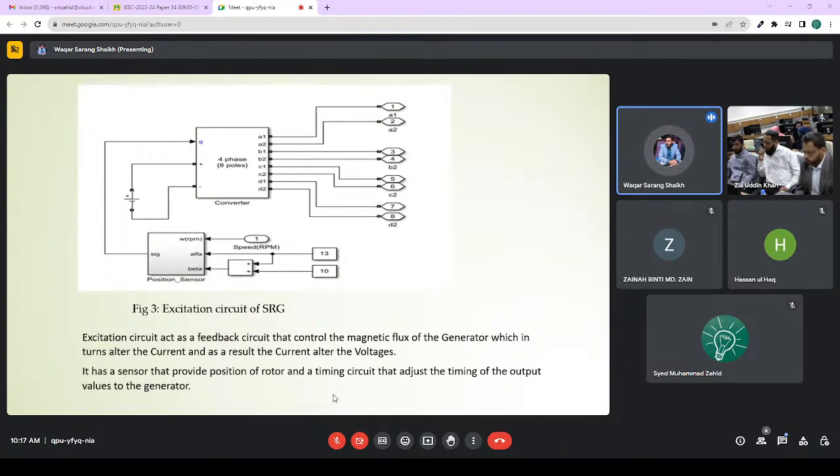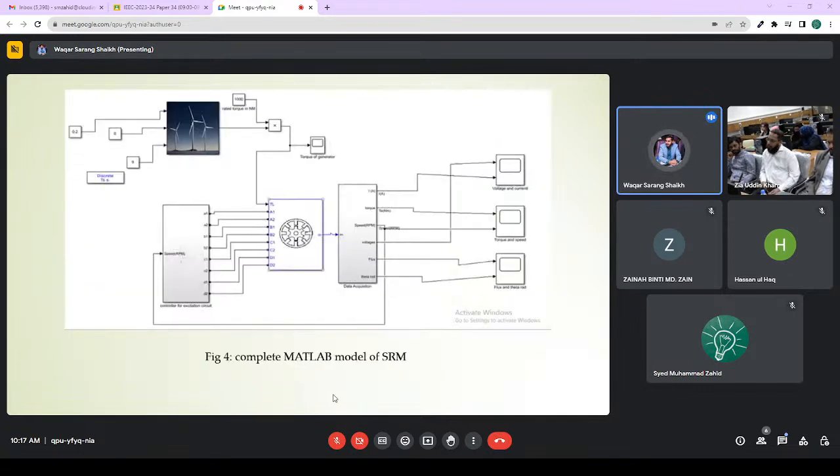This is the excitation circuit of the switch reluctance generator. The excitation circuit acts as a feedback circuit that controls the magnetic flux of the generator, which in turn alters the current. In the result, the current alters the voltage. It has a sensor that provides the position of the rotor and timing of the circuit, and adjusts the timing of the output values to the generator. This is the complete MATLAB model of the switch reluctance machine.